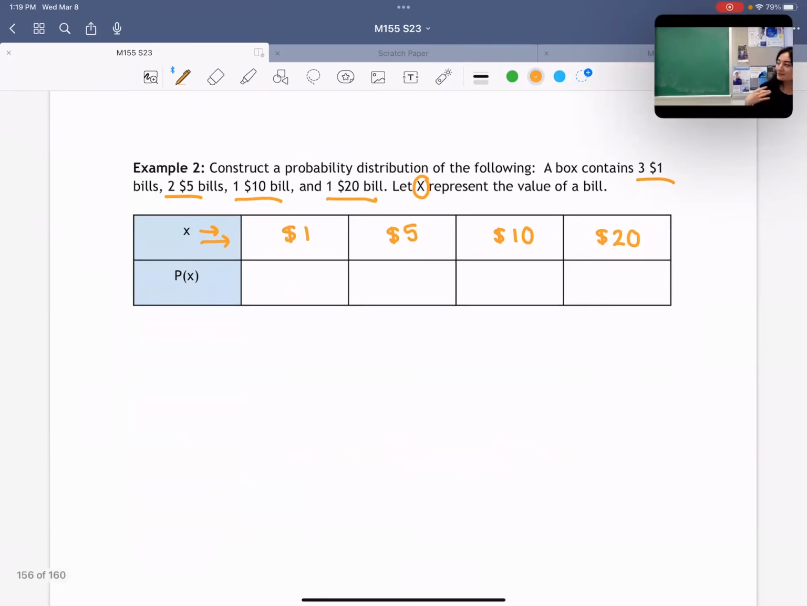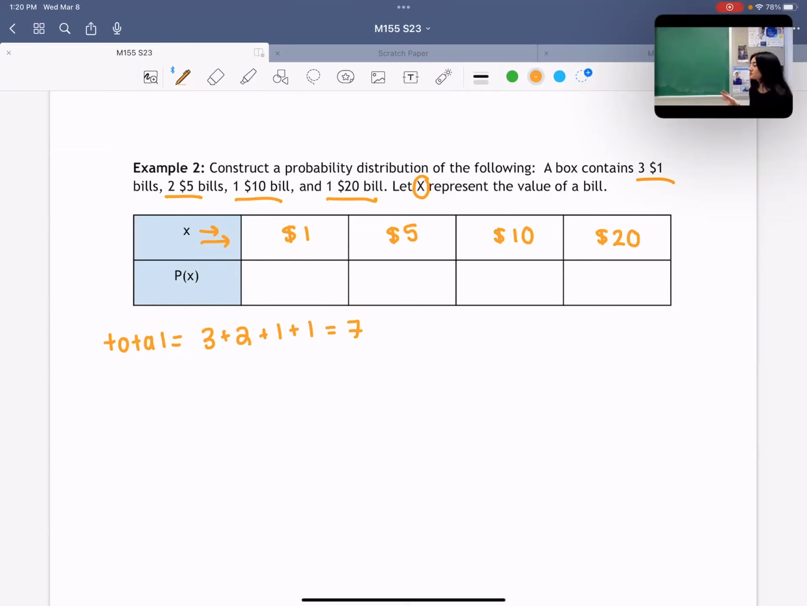Now this one's a little bit harder than example 1 because they don't give you the probabilities. But one thing I like to do when I find the probabilities of things is usually find the total number of things first. How would I find the total number of things that I'm interested in? Add them up, right? So I have 3 $1 bills, 2 $5 bills, 1 $10 bill, 1 $20. I just have to add together the 3, the 2, the 1, and the 1. If you do that, you get 7.